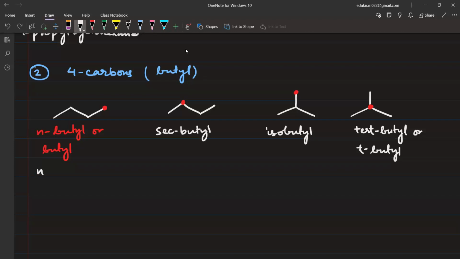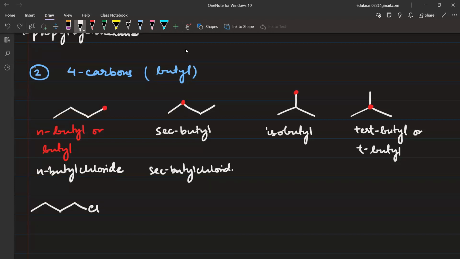For example, you have N-butyl chloride. So you'll draw butyl and then you will attach chlorine in one of the end carbon atoms, terminal carbon like this. If you have sec-butyl chloride, then you'll make butyl and you'll attach chlorine at one of the secondary carbon atoms.